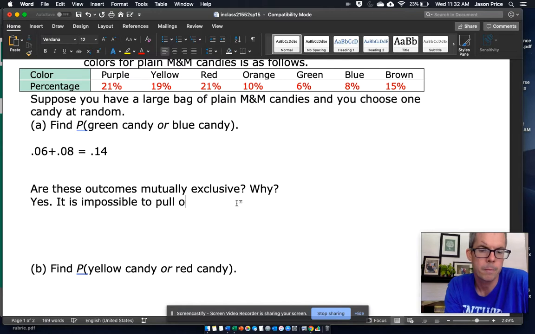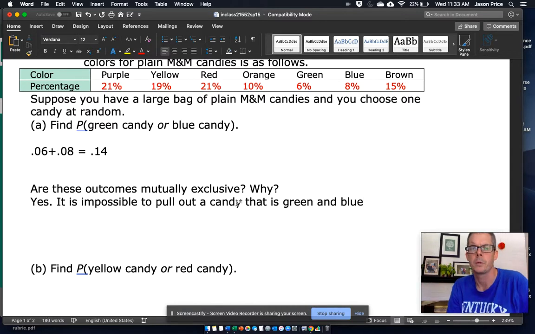So yes, it is impossible to pull out a candy that is green and blue. It's only possible to pick out a candy that's one color. So these are mutually exclusive events.